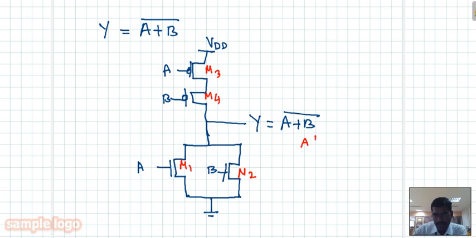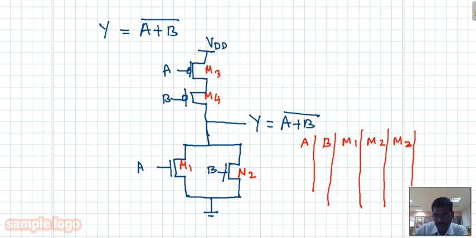I'll put this table with columns A, B, M1, M2, M3, M4, and Y. Since you have two inputs, there are four possible combinations: 0 0, 0 1, 1 0, 1 1.